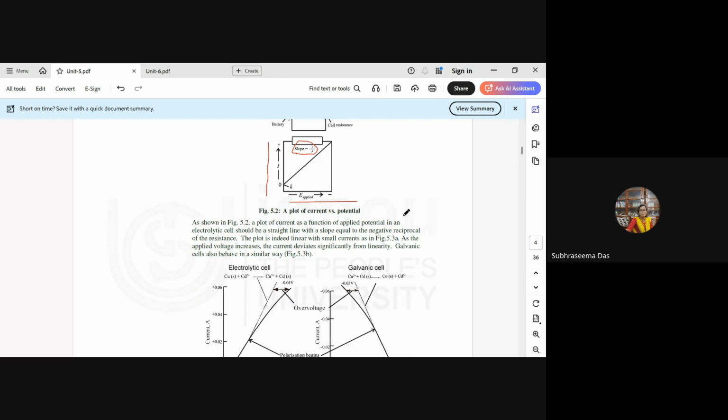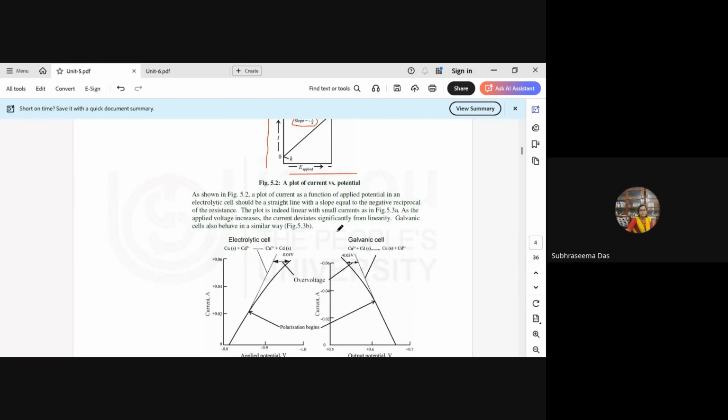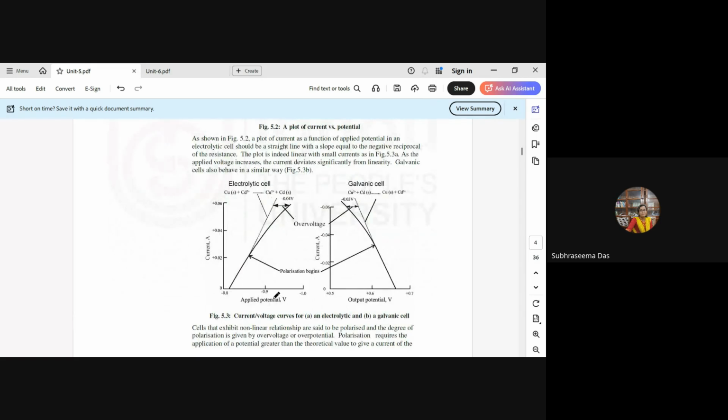But what happens is, in actuality, we observe certain deviations. The deviations have been shown here for an electrolytic cell and for a galvanic cell; there are certain minor deviations from the theoretical plot. Here in figure 5.3a, we see that there is a very slight deviation. This is the actual plot and that is a slight deviation. But when we consider a galvanic cell, the current deviates significantly from the actual plot.